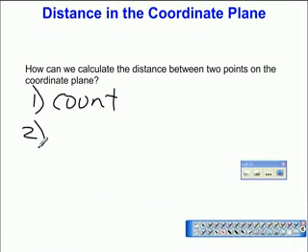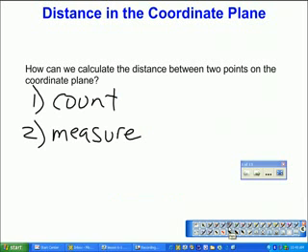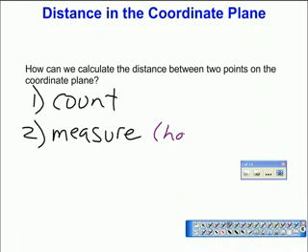We could measure the distance between two points. Oh, I just said it. Find the distance between 2 points. We could measure. And those are really pretty much the two ways we will do. The question with measuring is how. How is that going to be done? That's what we have to figure out.